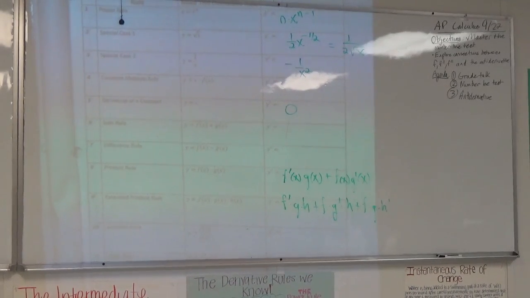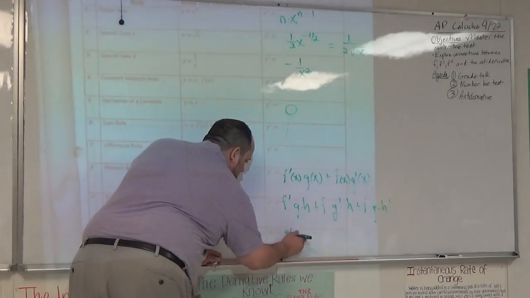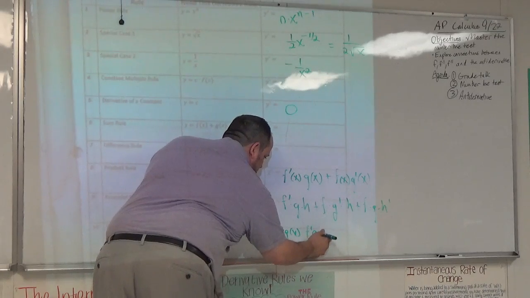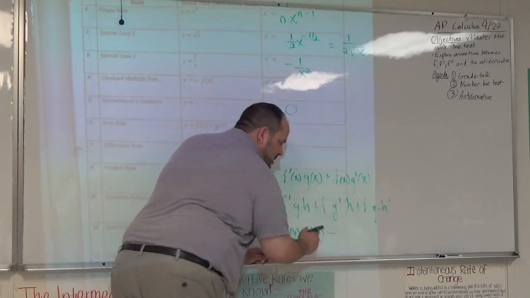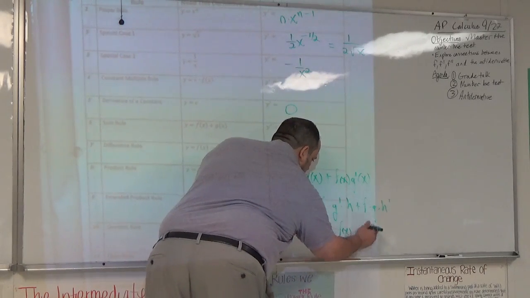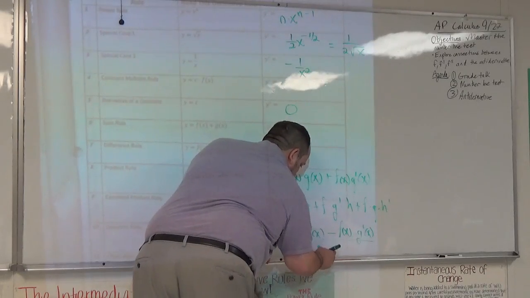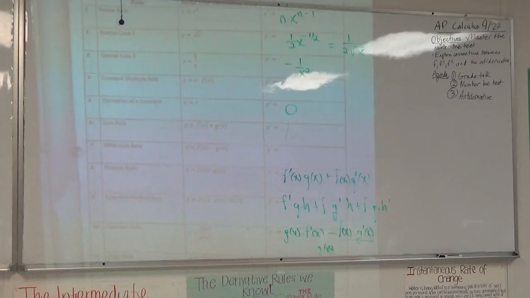Next. Aaron. Quotient rule. Give me the quotient rule. g of x times f prime of x minus f of x times g prime of x over g of x, the whole thing squared. Love it.